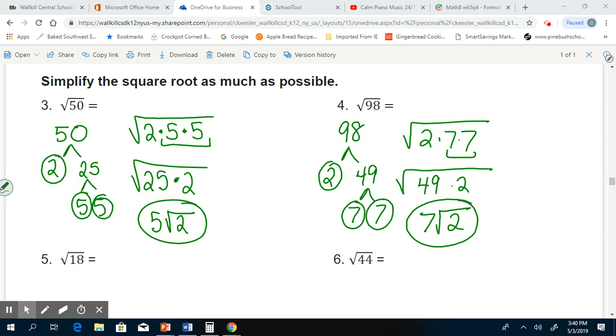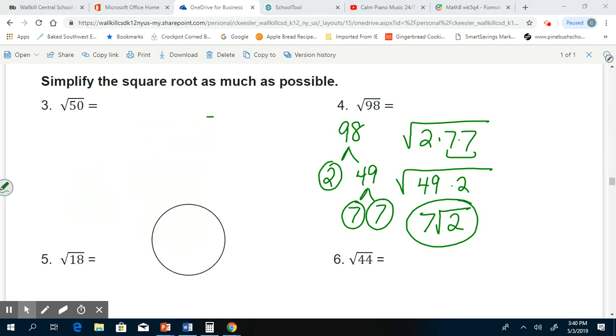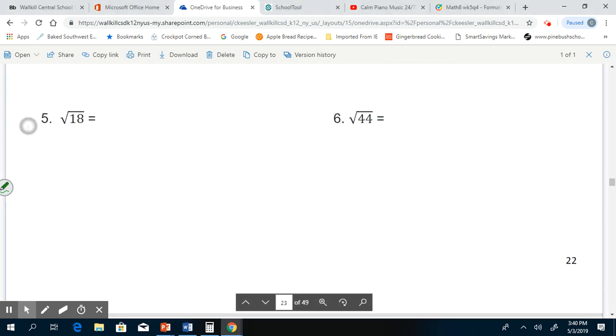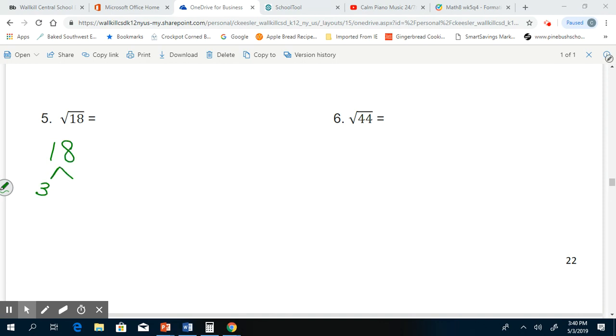All right, let's try the next 2. Square root of 18. We start by making our factor tree. 18 is 3 times 6, and 3 is prime. 6 is 2 times 3, both of which are prime. We list those prime numbers under our square root, and we get 2 times 3 times 3.